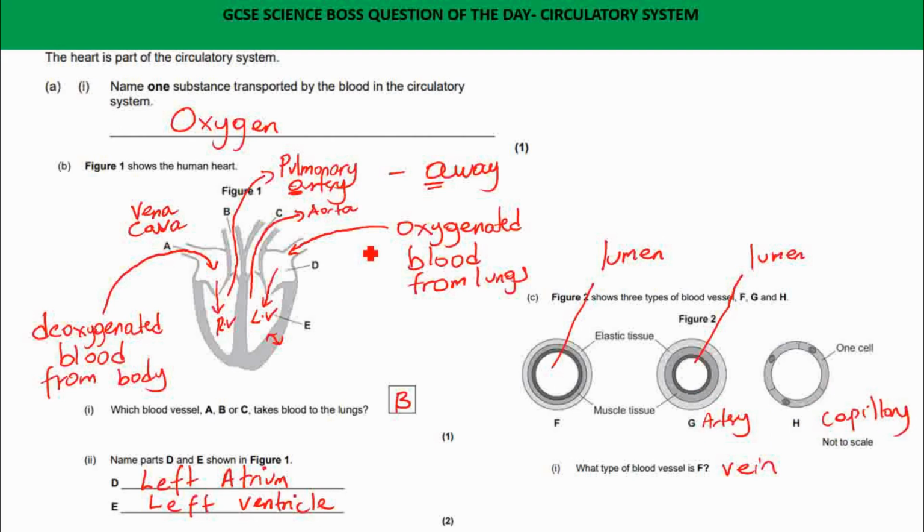Let me go back and say one thing here, that the oxygenated blood coming from the lungs, that is your pulmonary vein. Because remember that blood in the vein goes into the heart. So that's what you can use. Remember that the 'in' in vein means that it's returned into the heart. So that's your pulmonary vein.